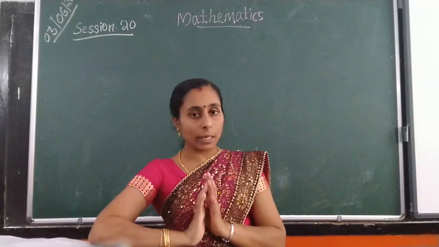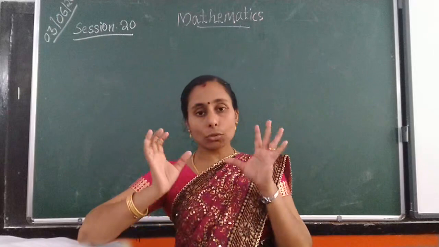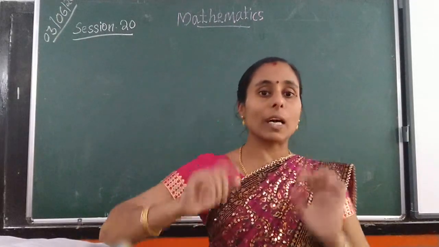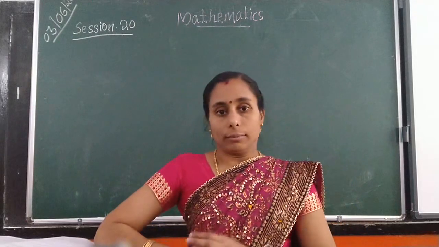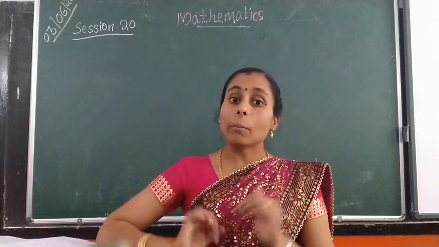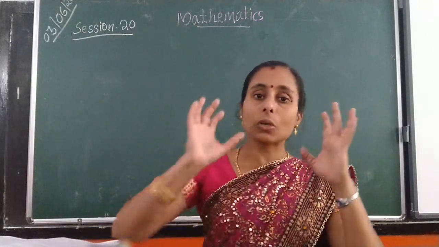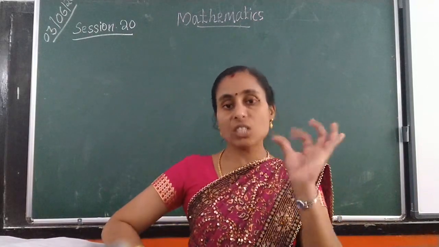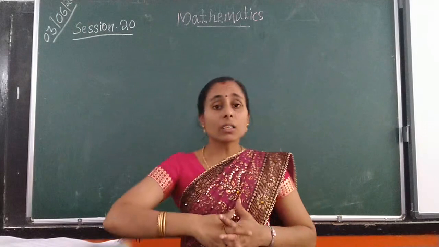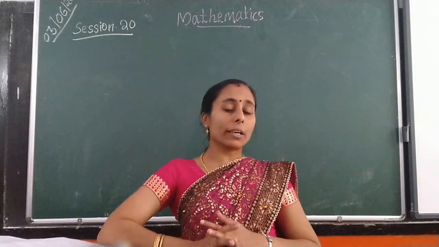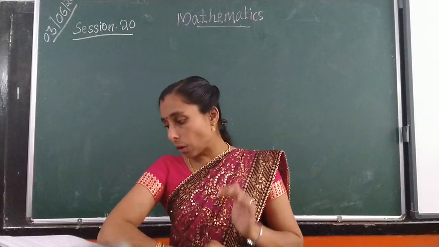Okay. Then we have learned the chord. A chord is a line segment whose end points lie on the circle. Then diameter. Diameter is also a line segment whose starting point and ending point lie on the circle, but with one difference from a chord: it passes through the center of the circle. Which is the longest chord in the circle? Diameter. Diameter is the longest chord of a circle.